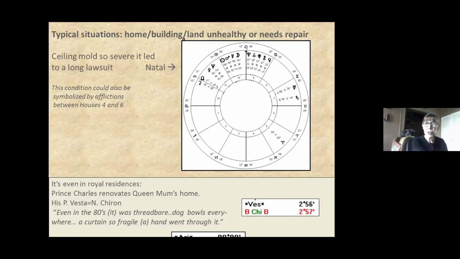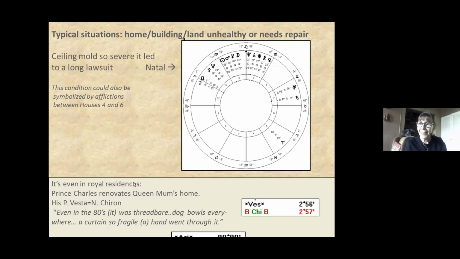It could have been symbolized by an affliction between the 4th and 6th. I've got another client with Saturn in the 4th, squaring Scorpio planets in the 6th. She had the same problem where there was mold in her apartment and she had an allergy and she lived with it for years. You even see it in royal residences.